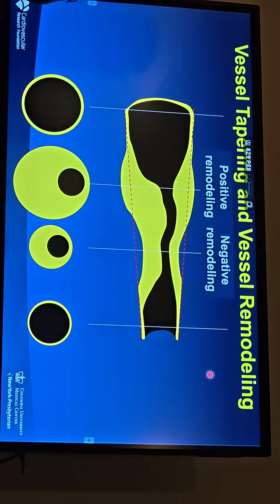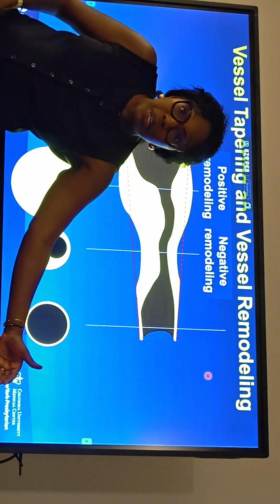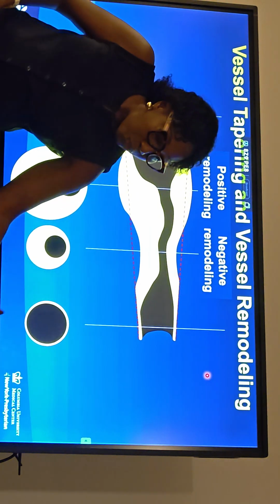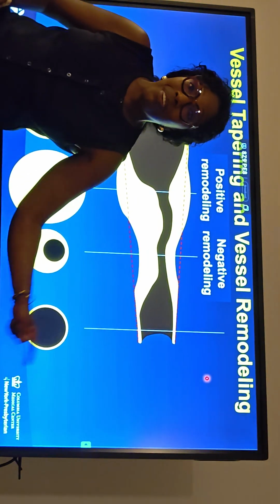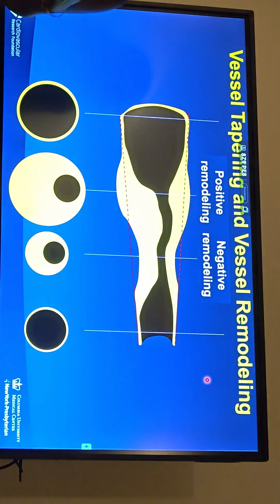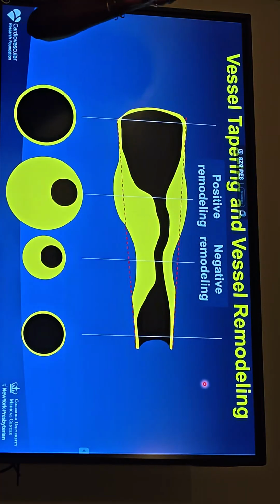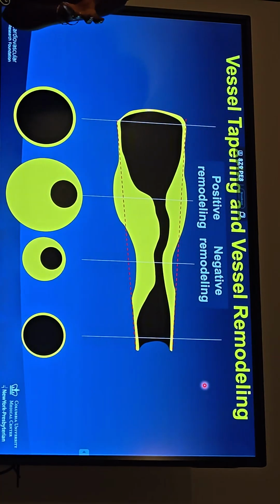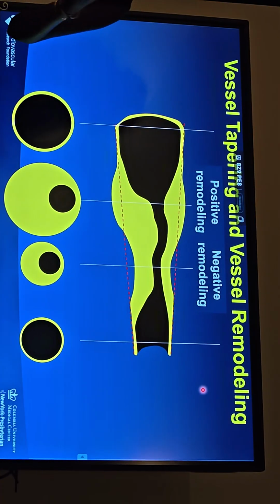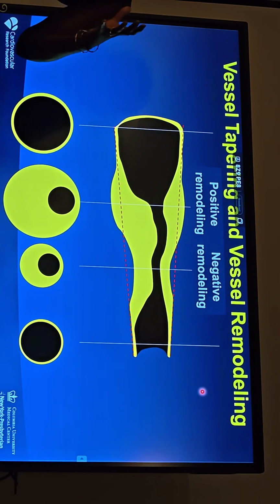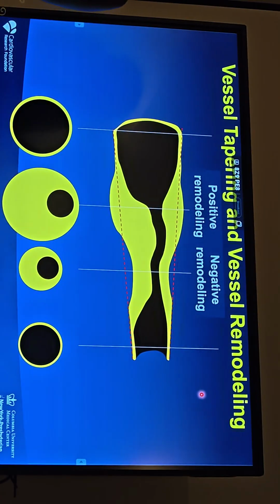Now, what is positive remodeling? My proximal reference should be the biggest. And I'm just distal to my proximal reference and I'm bigger than my proximal reference. That's positive remodeling. And why does it happen? In positive remodeling, the vessel is always diseased at that location. And what happened is the vessel, to compensate for the disease, starts getting bigger. But the problem is the lumen is the same size.